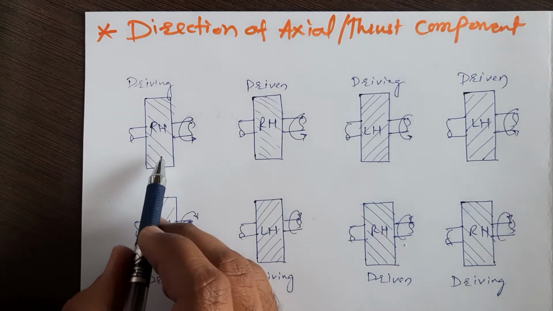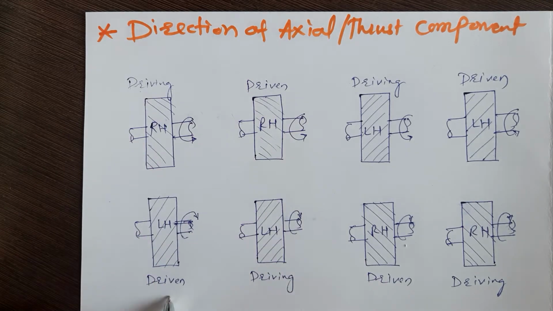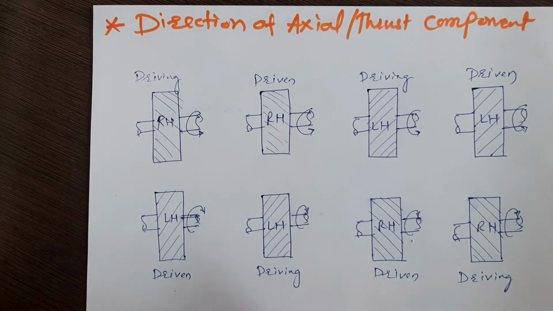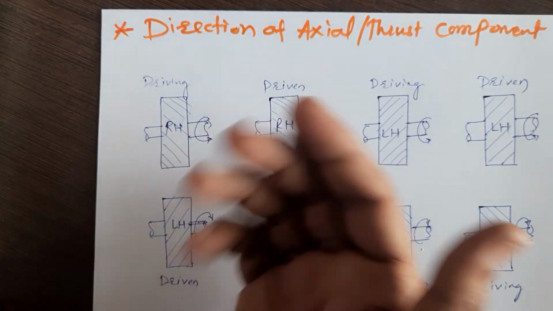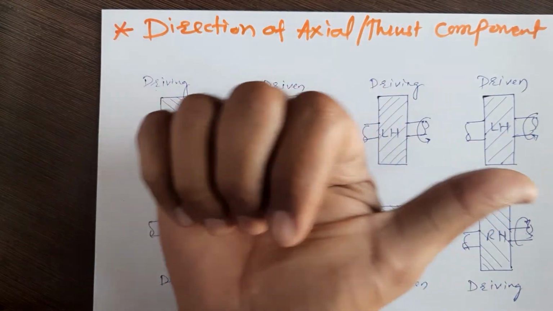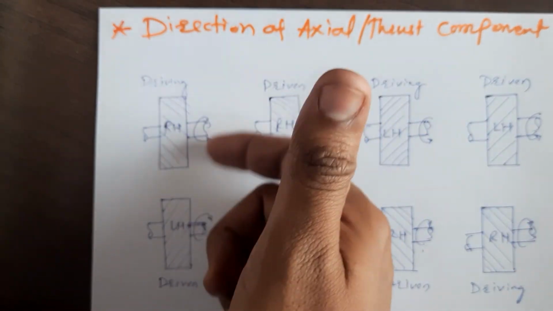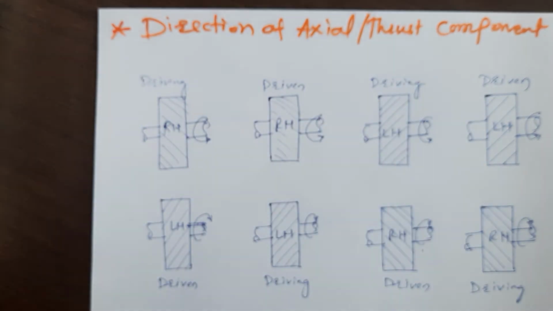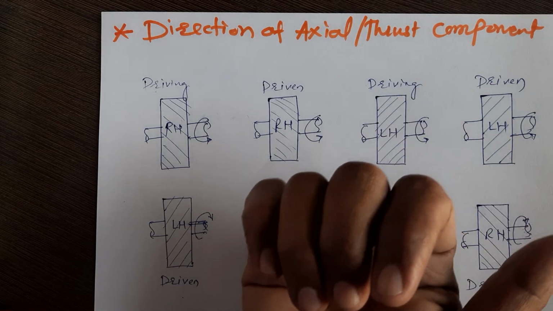Now for example if you see here the first pair, this is the driving gear and this one is driven. Now driving is right handed, so you have to apply right hand rule. So right hand rule is nothing but, this is my right hand, keep your fingers in the direction of rotation and thumb will indicate the direction of axial component. Okay, so here for example the direction of rotation is like this. So keep the fingers in the direction of rotation, the thumb will indicate the direction of axial component.